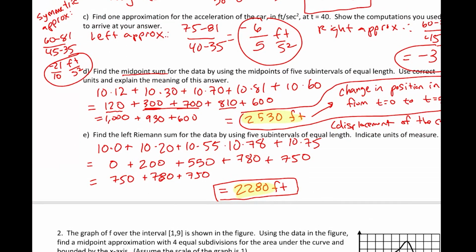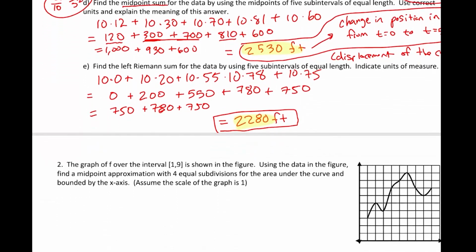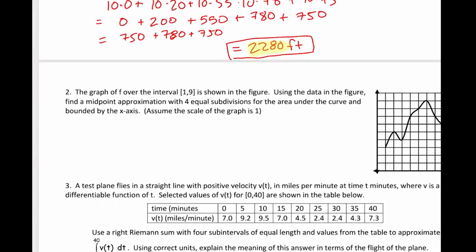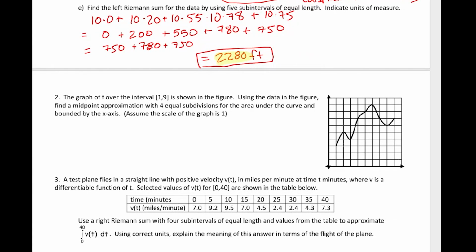Okay, that's enough for number one. Let's take a look at number two. This is not going to be a full page problem like the last one. So number two says the graph of f over the interval [1, 9] is shown in the figure.